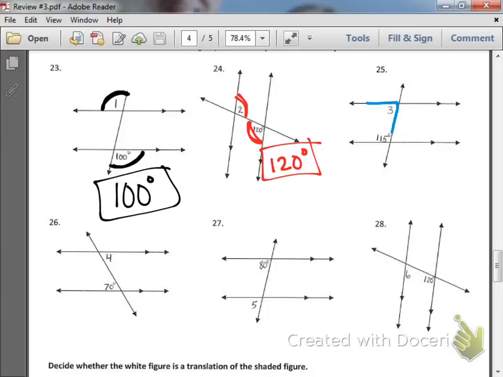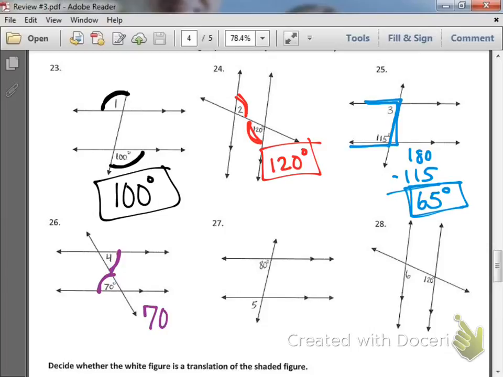These are same side interior. Same side interior, that's the oddball. That's where they're not congruent. They're actually supplementary, so I have to do 180 minus 115. That's going to give me 65 degrees. Number 26, these are alternate interiors. Alternate interiors are congruent.